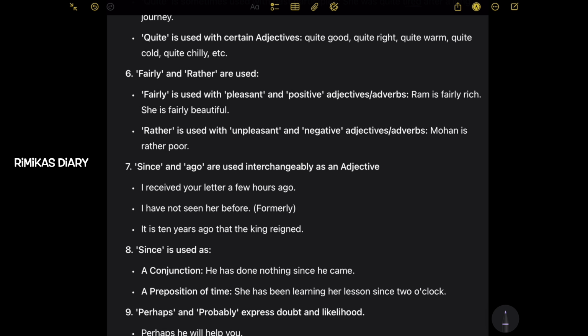Fairly and rather are used. Fairly is used with pleasant and positive adjectives or adverbs. Ram is fairly rich. She is fairly beautiful. Rather is used with unpleasant and negative adjectives or adverbs. Morgan is rather poor.